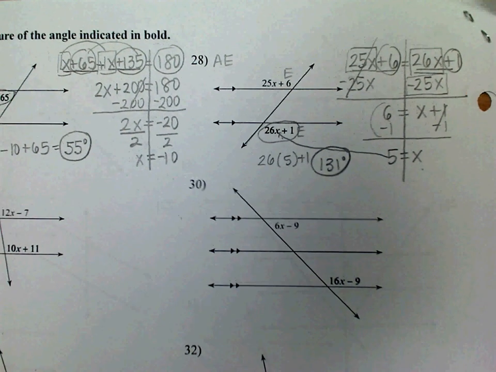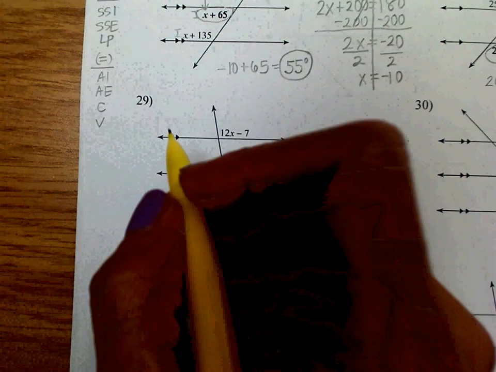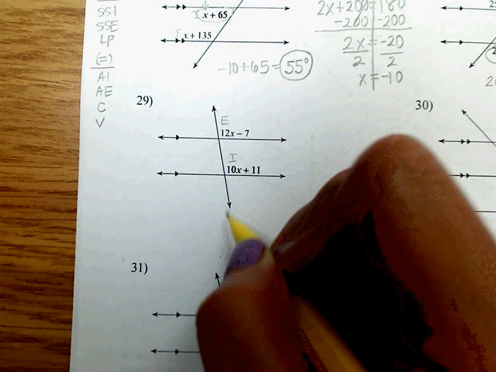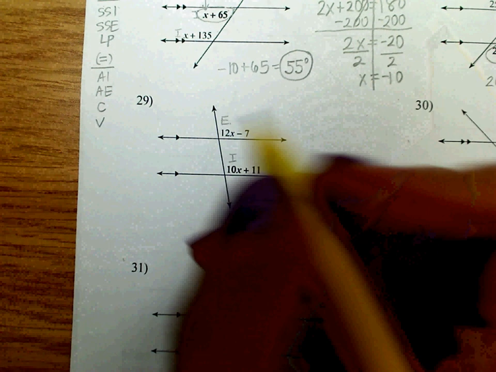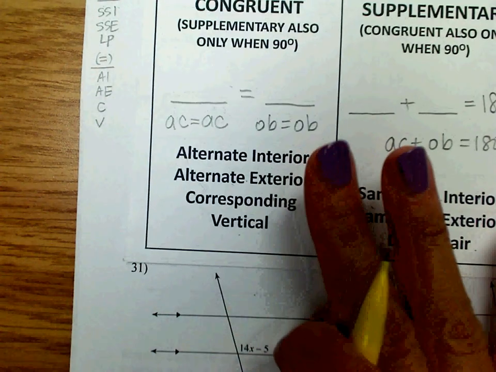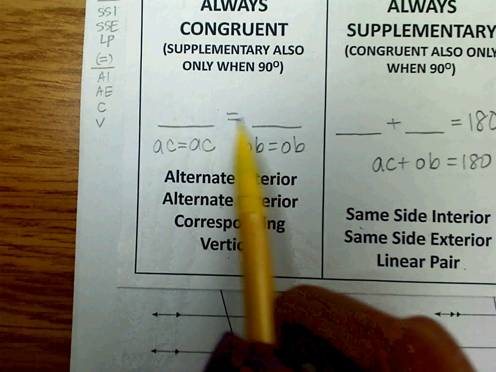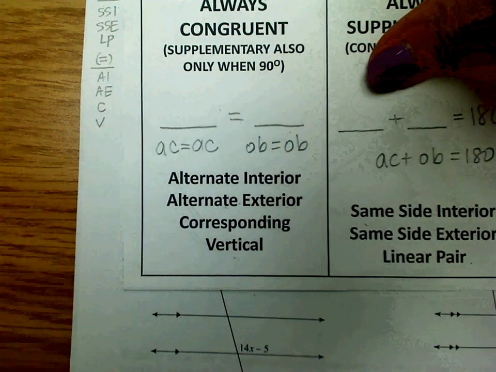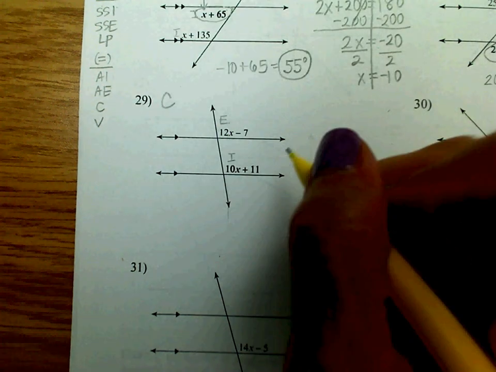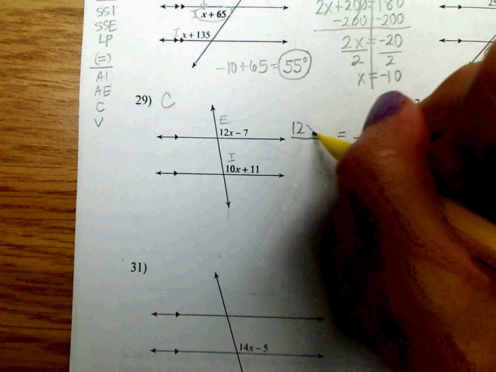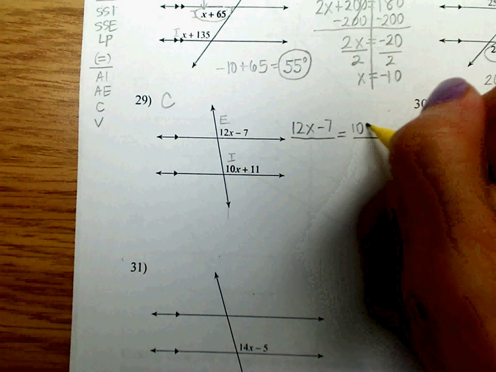Okay. Number 29. This is exterior and this is interior. They're on the same side of the transversal on two different parallel lines. This is corresponding. And corresponding is where they're always equal to each other. This here means acute equals acute, obtuse equals obtuse. So we're going to do blank equals blank. So 12x minus 7, 10x plus 1.